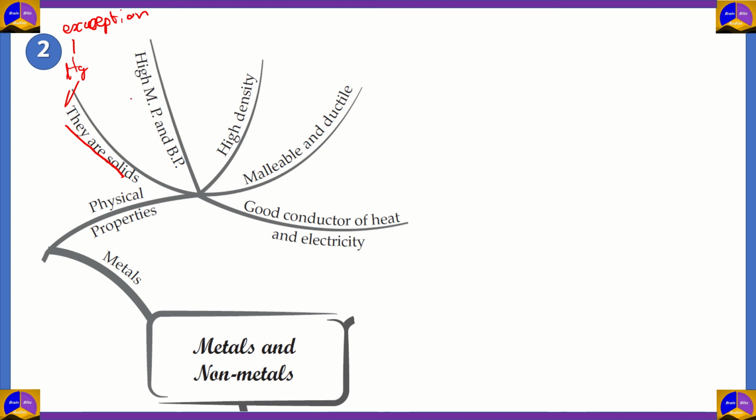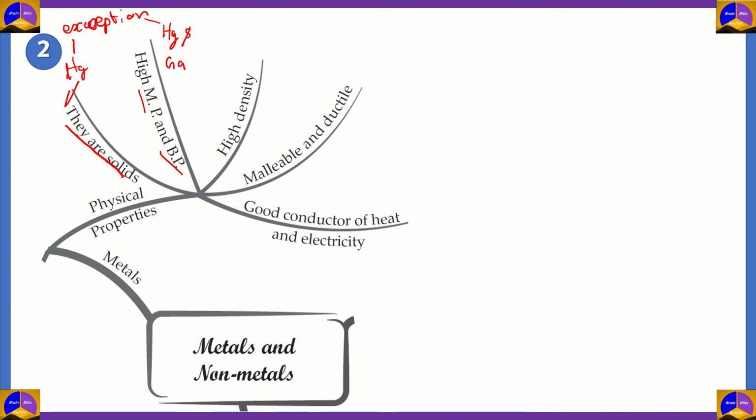Now, another physical property of metals is that they have high MP and BP. MP stands for melting point, BP stands for boiling point. So it's very difficult to melt or boil metals. You have to heat them at astronomically high values of temperature. The exception for these are once again mercury and also other metals such as gallium.